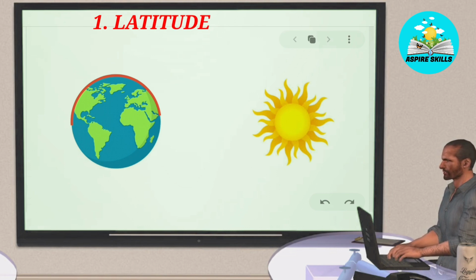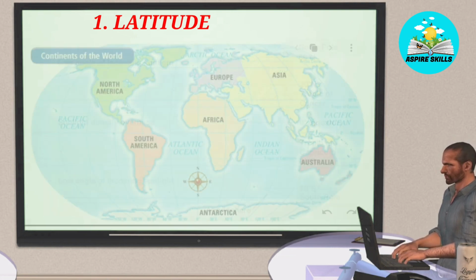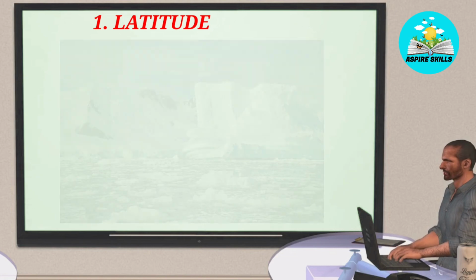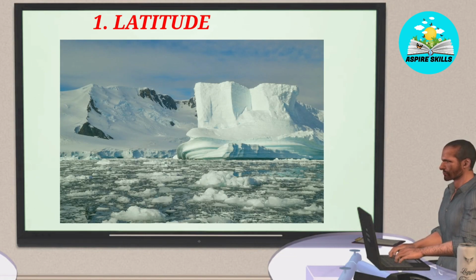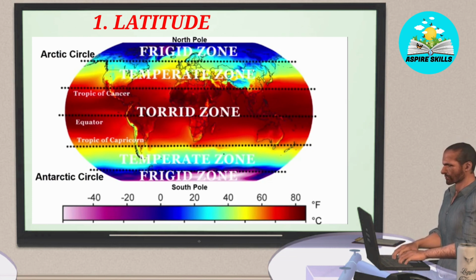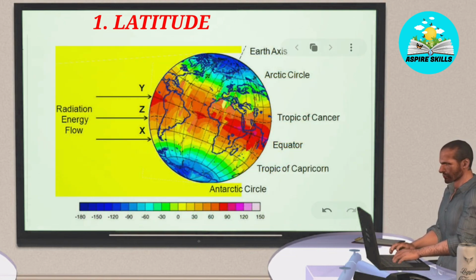The first one is the latitude. Due to the curvature of the earth, the amount of solar energy received varies depending upon the latitude. That's why you will see the temperature decreasing as we go away from the equator, and that is towards the pole. This is the equatorial region, from the Tropic of Cancer in the northern hemisphere to Tropic of Capricorn in the southern hemisphere. It is also called the tropical zone or torrid region.